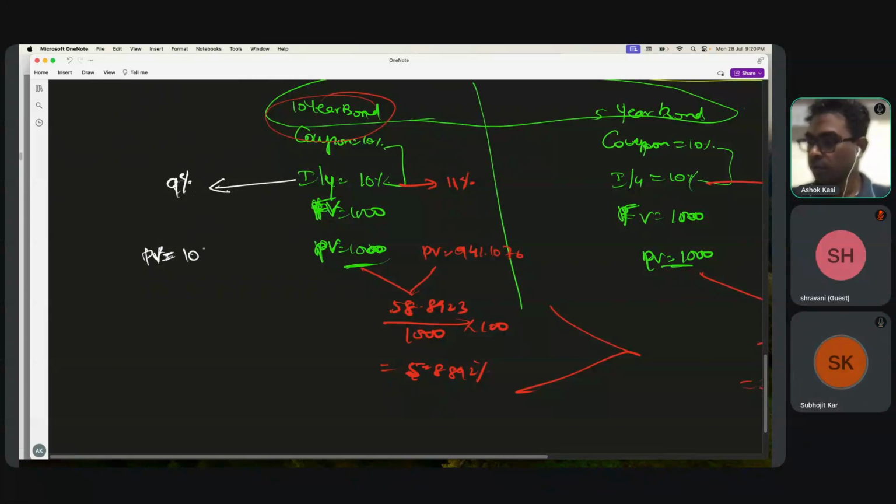1064.1765. So what is the difference here? 64.1765 based on 1000.